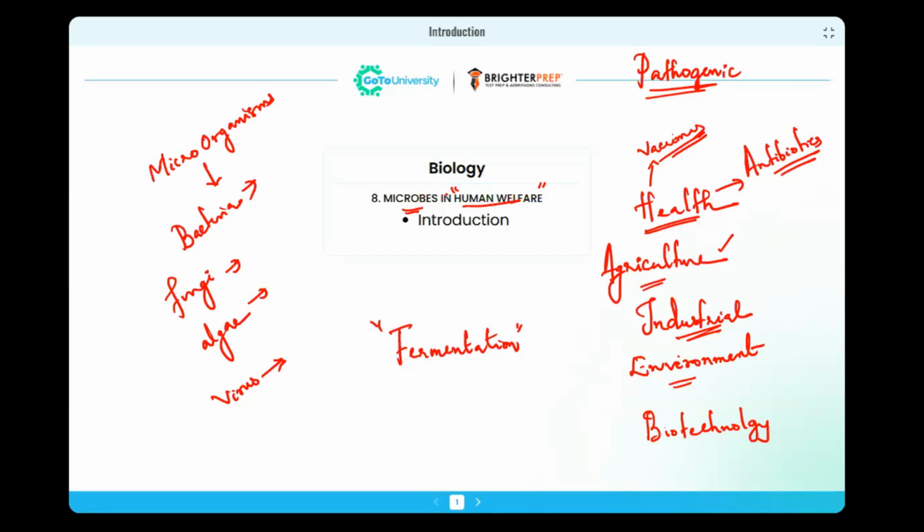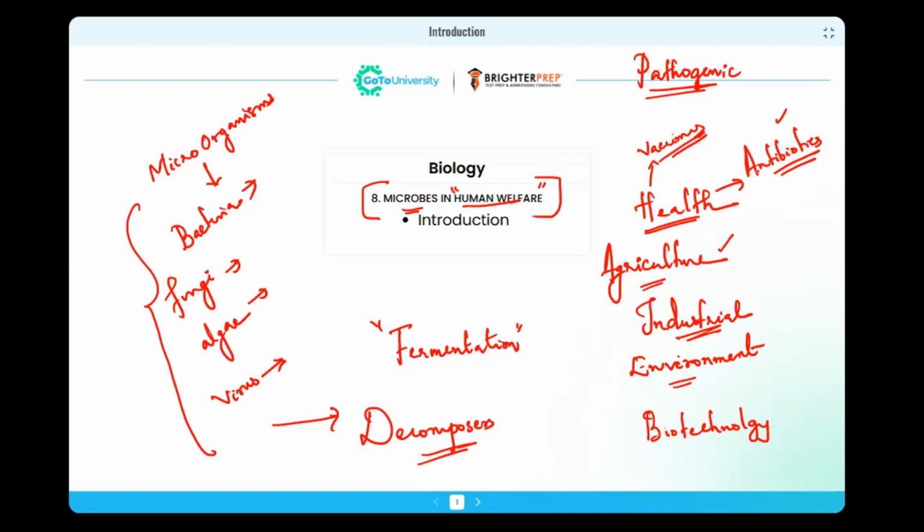So whenever this chapter is coming to your mind, you should collect all these terms, the organisms, and they all together as decomposers, as well as they are able to produce some byproducts, for example, the antibiotics, and they are also used as vaccines. And in agriculture, they are able to control pests. So many products are produced from bacteria, etc. So we'll go into all these topics in detail in the coming slides.